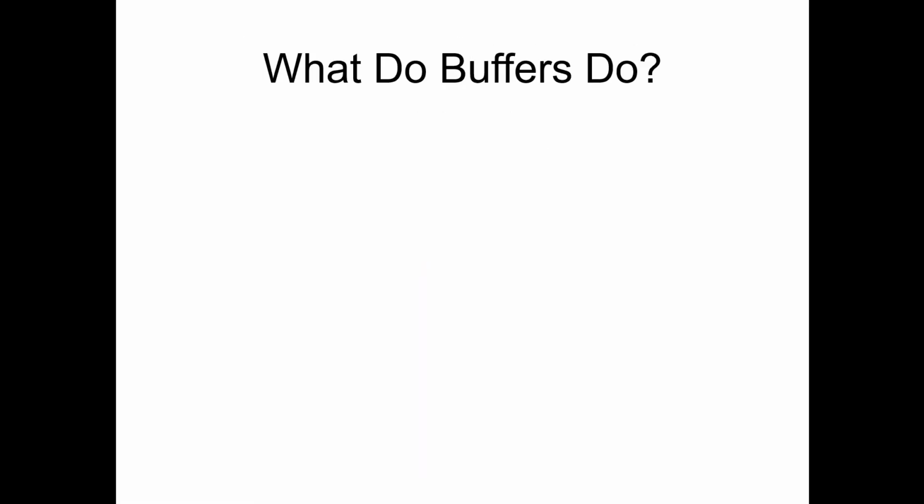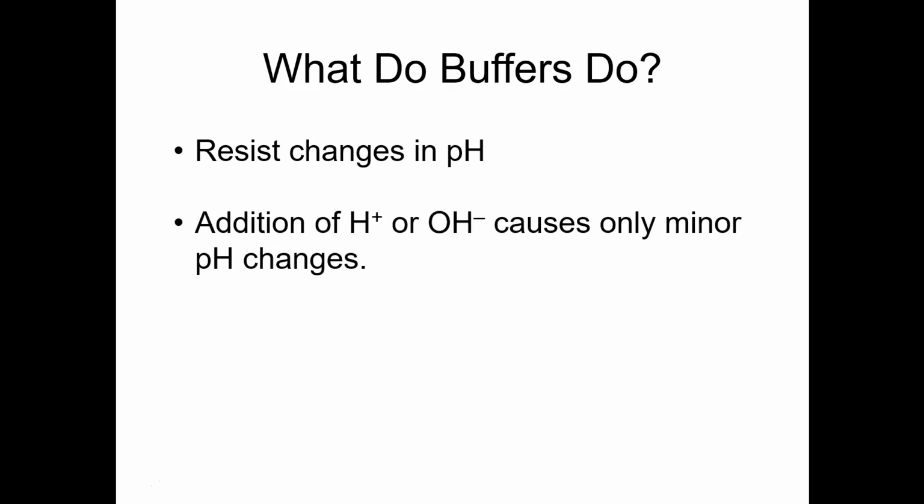Okay, so we've talked about what a buffer is in terms of what it's chemically composed of. What does a buffer do? Buffers are called buffers because they resist changes in pH. What we mean by that is that if we add a little bit of strong acid to the buffer, it only causes the pH to go down by a little bit. Or if we add some strong base to the buffer, it only causes the pH to go up by just a little bit. And we'll talk about the mechanism of that in just a moment.